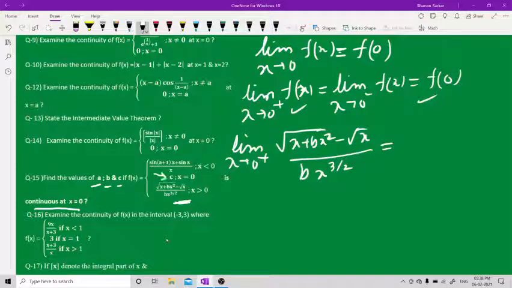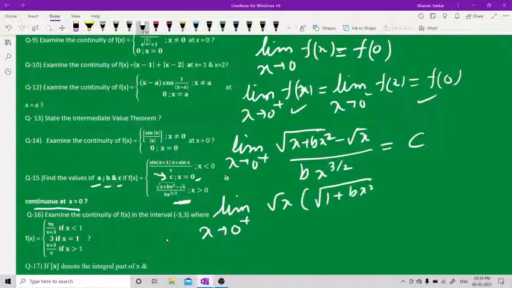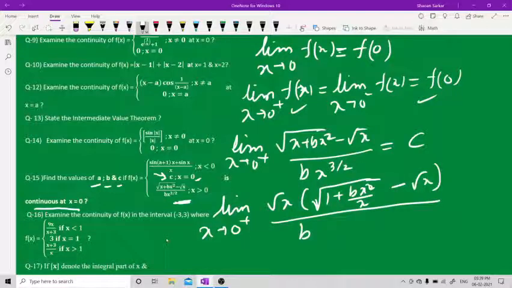Here it is f(0). At 0, f(x) is c. F(0) is c. Put c. Now limit x tending to 0 plus, take x out. So under root of x, put a bracket, under root of 1 plus bx squared by x, this whole under root, minus under root of x. And here it is b x to the power of 3 by 2. It can be written as x to the power of half multiplied by x. Bases are the same, powers are to be added, so you get x to the power of 3 by 2.